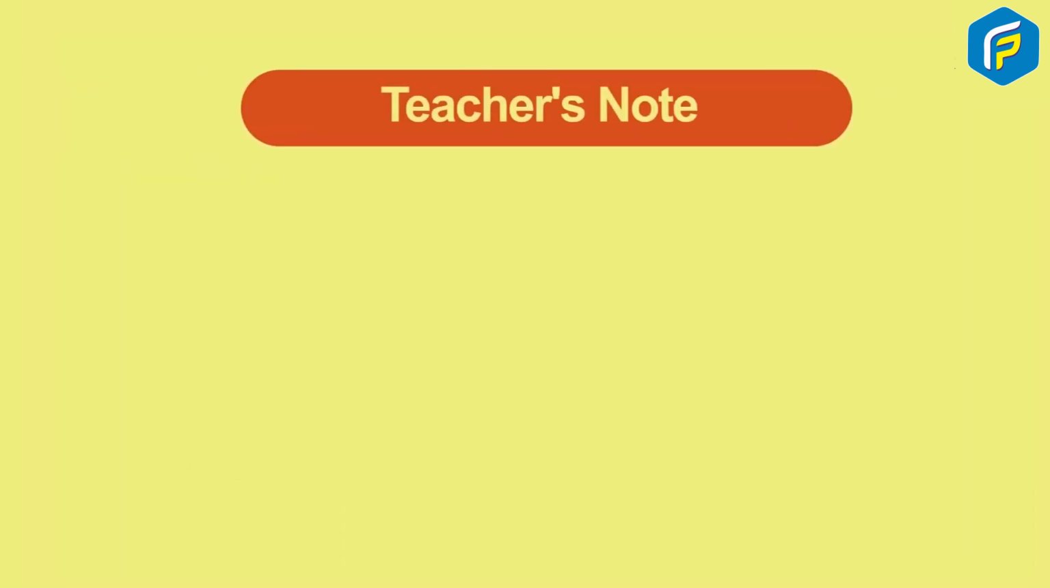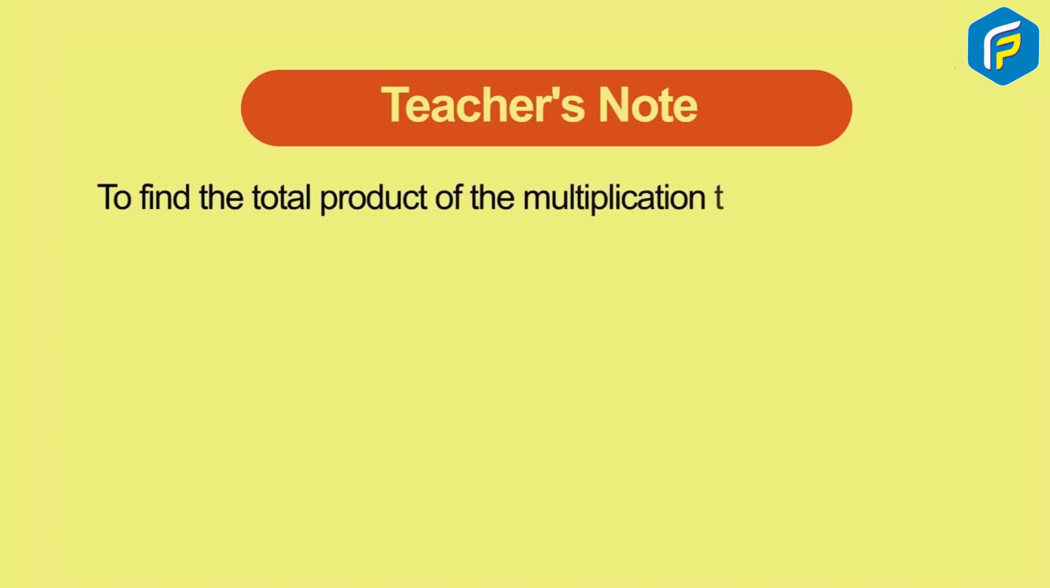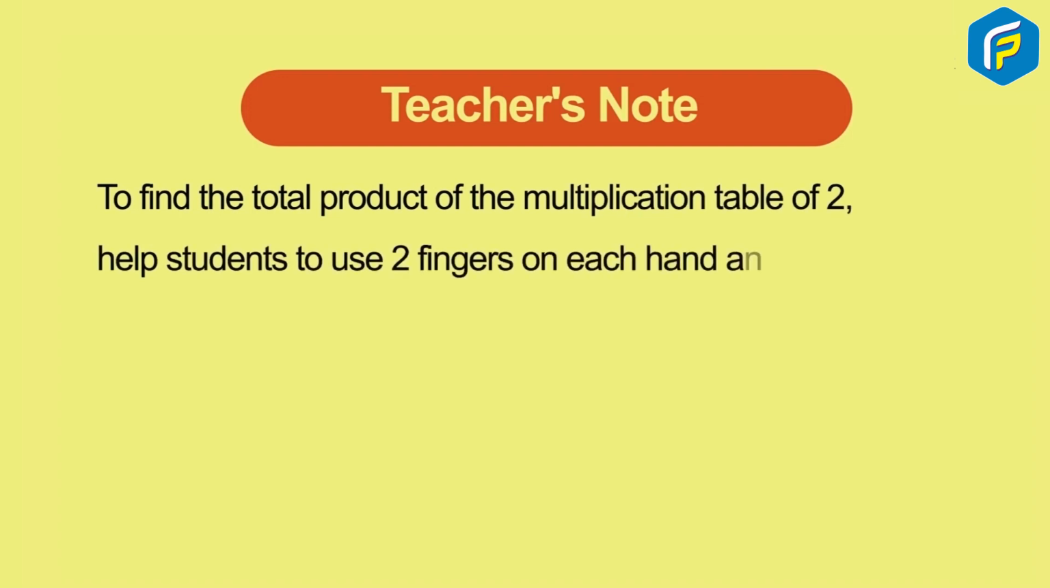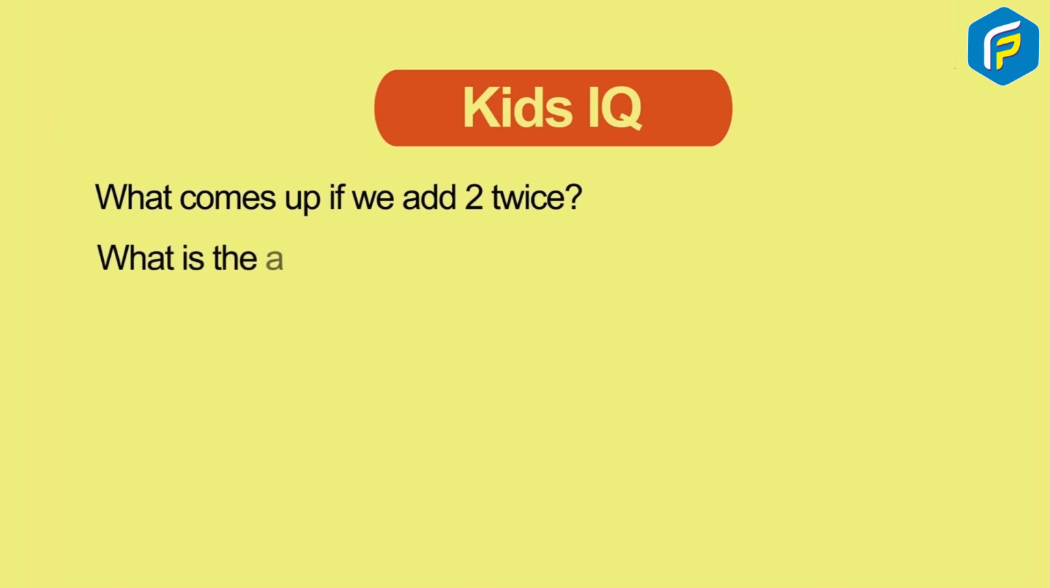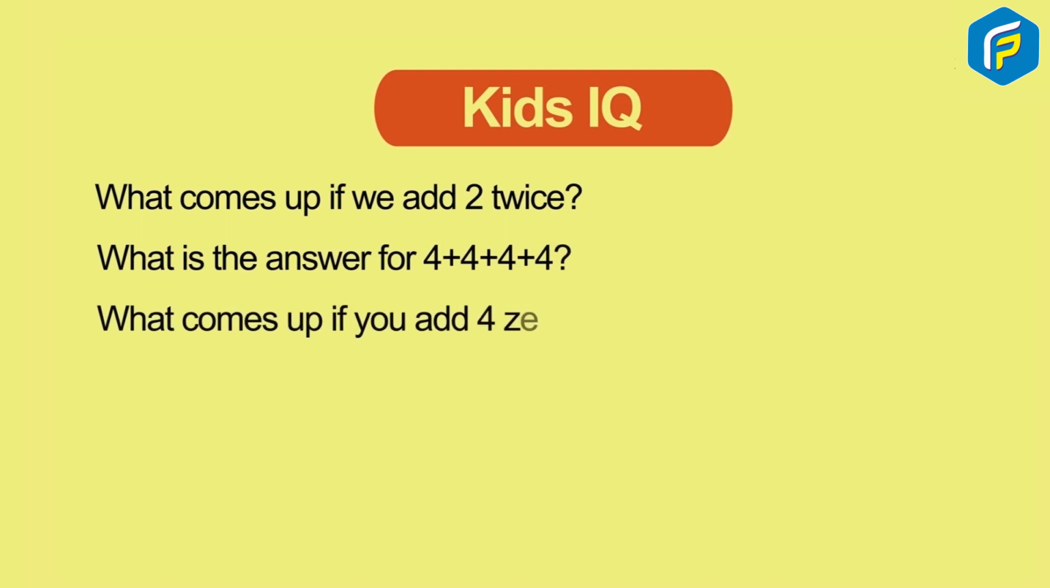Teacher's note. To find the total product of the multiplication table of 2, help students to use 2 fingers on each hand and do the addition. Kids IQ. What comes up if we add 2 twice? What is the answer for 4 plus 4 plus 4 plus 4? What comes up if you add 4 times 0?